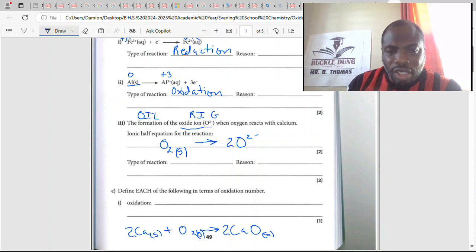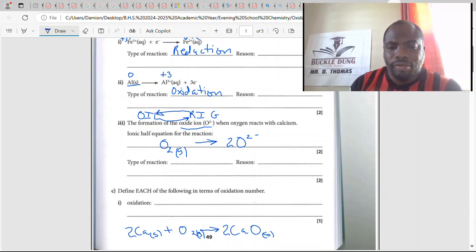When you have reduction, we write the electrons on the left hand side. When we have oxidation, we write the electrons on the right hand side. So let's go again. When we do the oil rig, just a little tip. Reduction, we put the electrons on the left hand side. Oxidation, we put the electrons on the right hand side. And when we say left and right, you should know that we're talking about the reaction arrow, true?